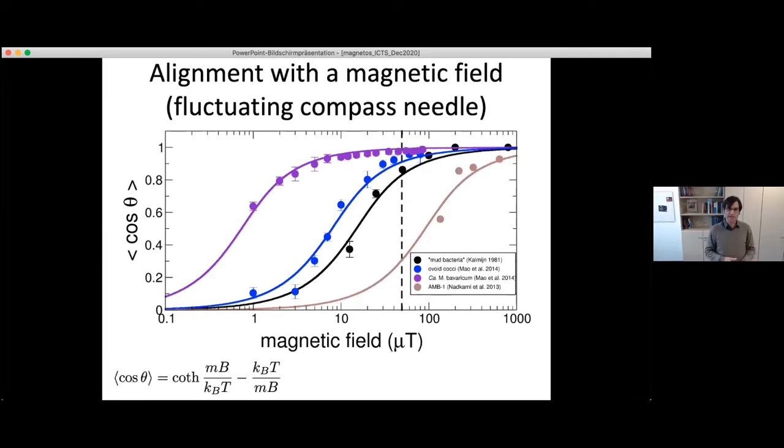Okay, these are very small compass needles, so they are subject to fluctuations, and one can actually look at the alignment with a magnetic field as a function of the field strength. What you see there are different measurements from the literature that we have just collected. What you see here is that the alignment with the field follows the Langevin curve. So this is just like the magnetization of a paramagnet. And different bacterial species have either different magnetic moment strength, or they have different fluctuations, because the fluctuations here are not necessarily thermal fluctuations. Okay, so we have a compass needle that for a field strength comparable to the magnetic field of the Earth, which is this line here, for most of these species gives a very decent alignment with the field. So they can really follow the magnetic field of the Earth.